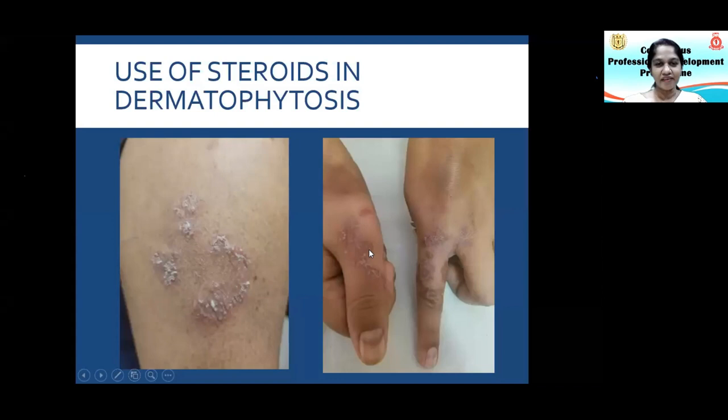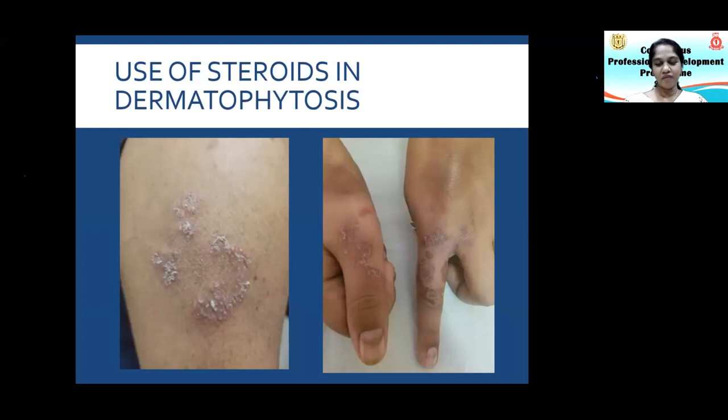So even if the patient does not say that the patient has received a steroid, by looking at this, we can diagnose that it is a tinea incognito. The importance of knowing whether the patient was given a steroid or not is that if this patient has been given topical steroids earlier, that requires a longer duration of oral antifungals.